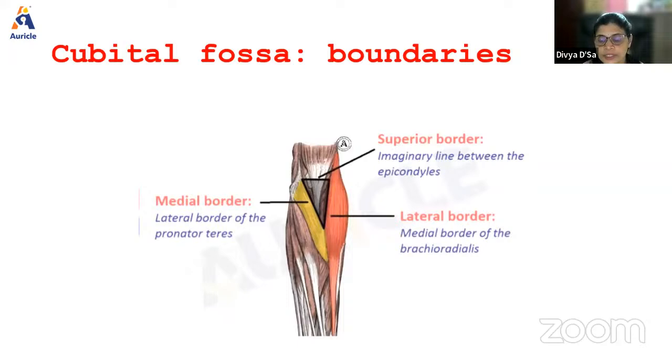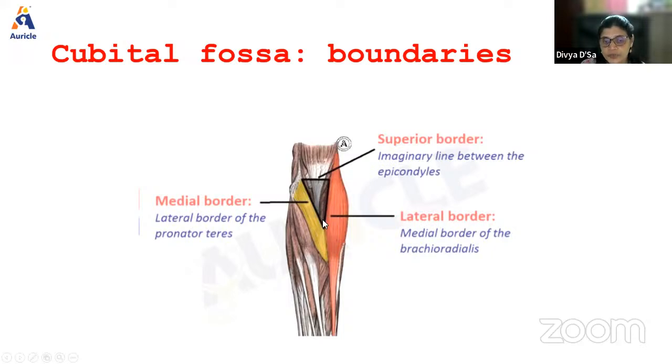When we say boundaries, since it's a triangle, it will have a base, an apex, a medial border, and a lateral border. In addition to that, there is a roof and a floor. You need to mention all. Always, when a triangle comes, not only the medial and lateral boundaries, you also have to mention the roof and the floor. Here the base, or the superior border, is formed by an imaginary line between the two epicondyles, medial and lateral epicondyles.